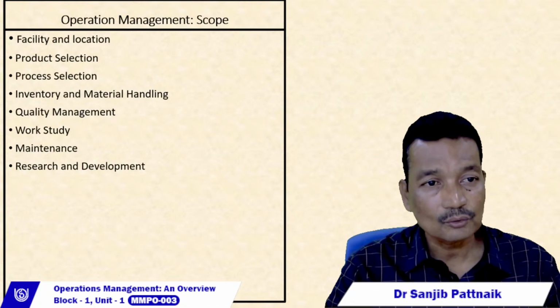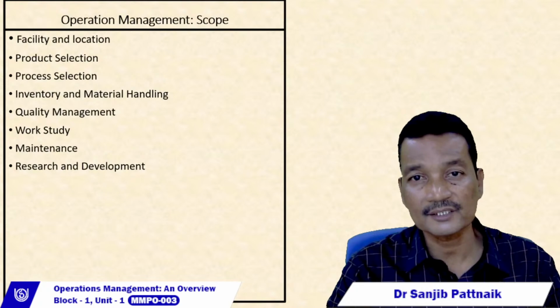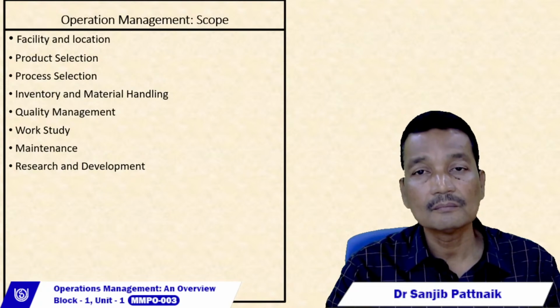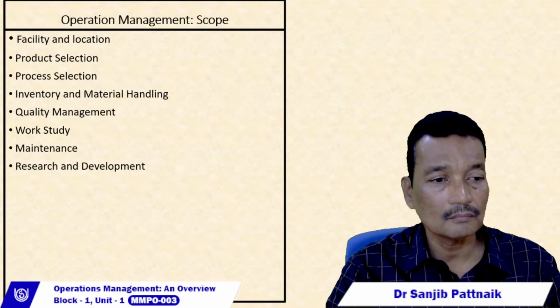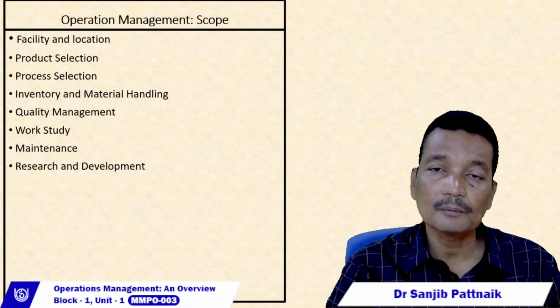Next scope of operation management is the process selection. Here we can say, suppose iron and steel plants.